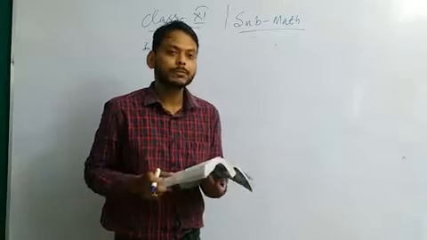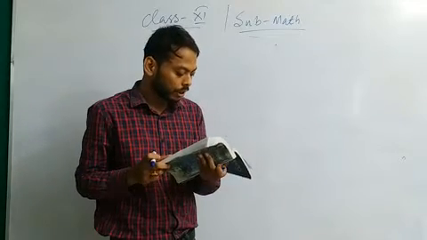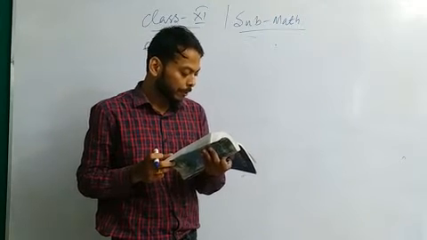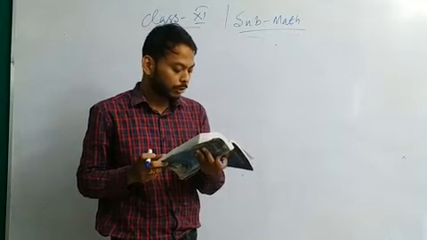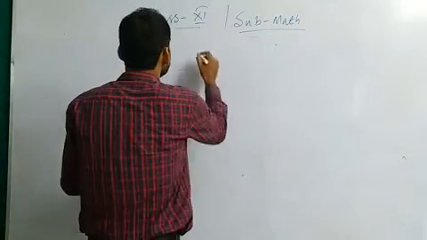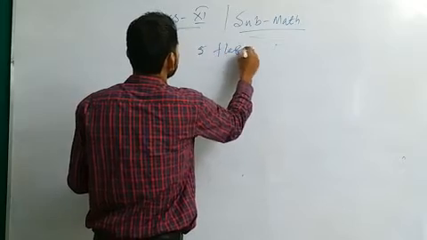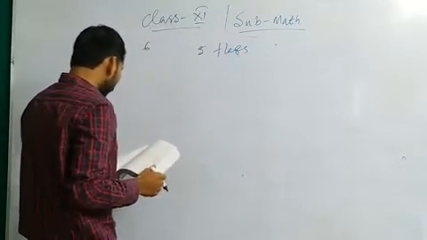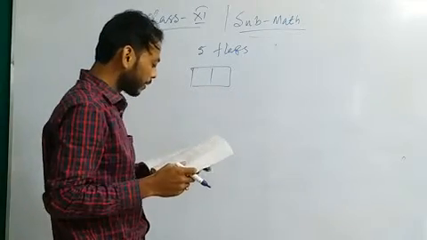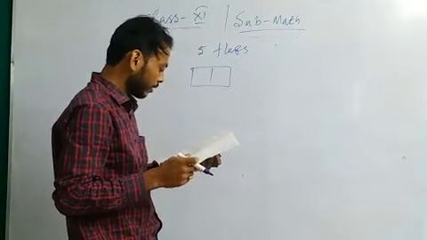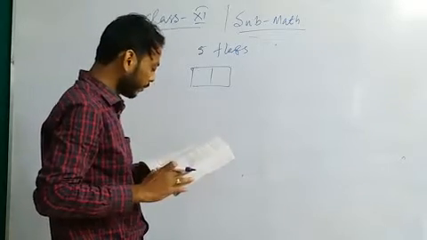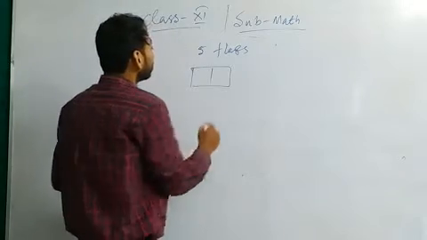Go through the problem. Given 5 flags of different color, how many different signals can be generated if each signal requires the use of 2 flags, one below the other? That means here 5 flags are given to you and you have to fill up 2 places. They are of different color.